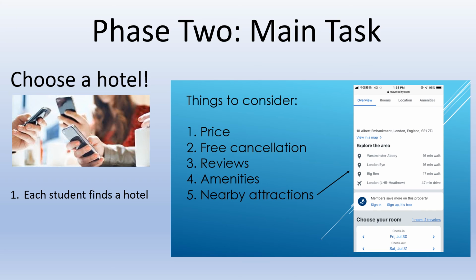After agreeing as a group on a foreign city they would like to visit, each student finds a hotel in that city on the Travelocity app. They are encouraged to consider features such as amenities, local attractions, and price.